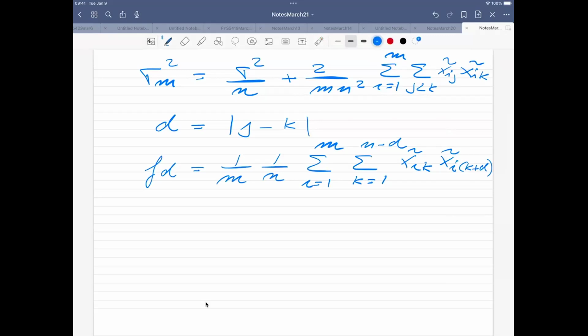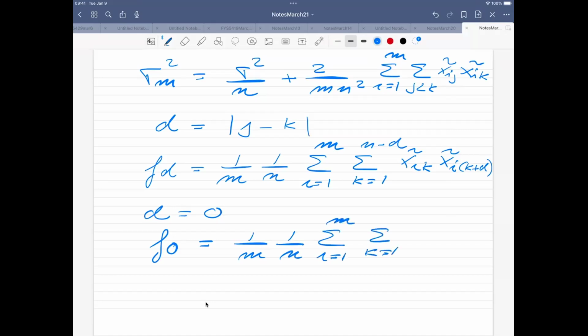If I put d equal to 0, you will recognize this as a term which we have seen before. So if I put that, then I would simply have f of 0, and that is the same as 1 over n and 1 over n, and then I have a sum over i, and a sum over k up to n, and then I have my x_ik squared. And this is nothing but what we call the total sample variance sigma squared. Okay?